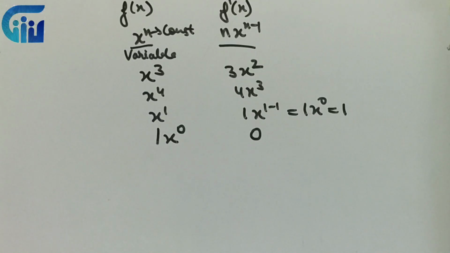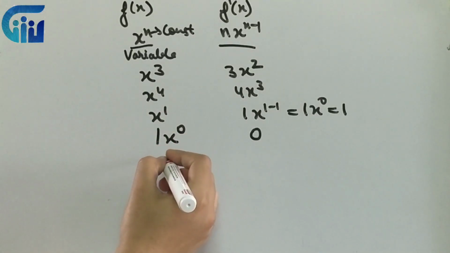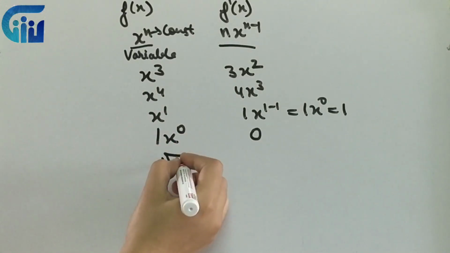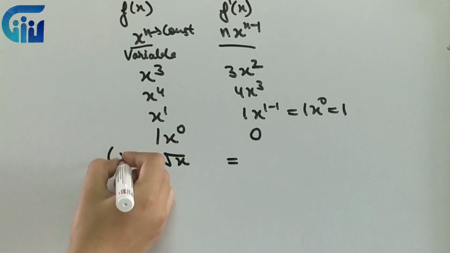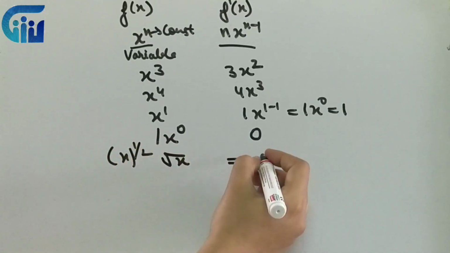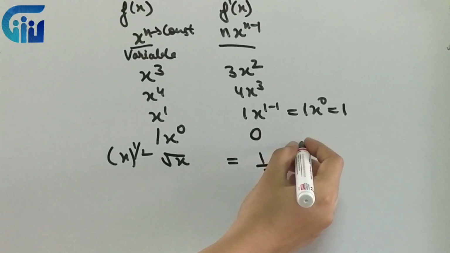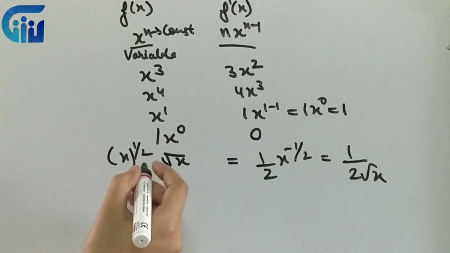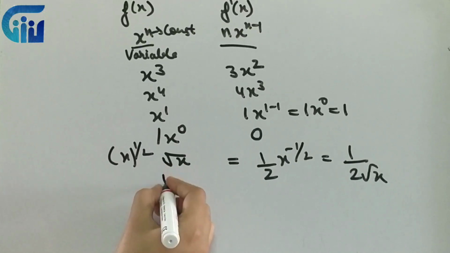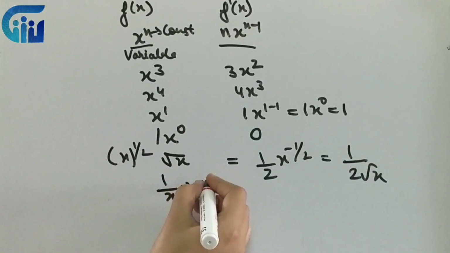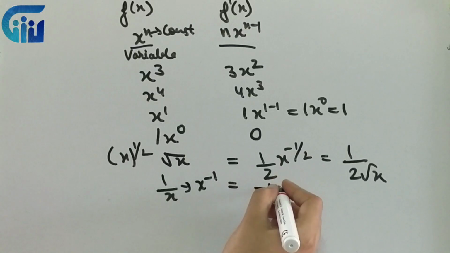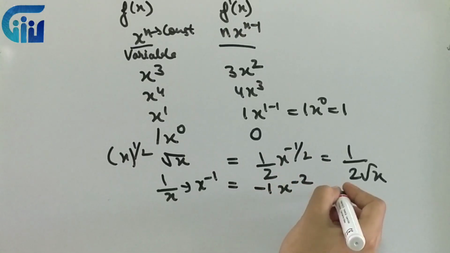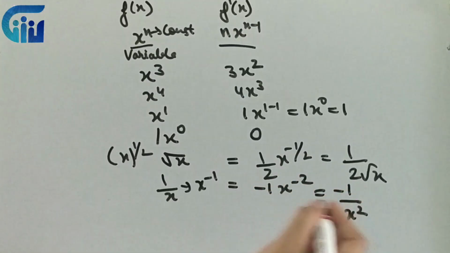The derivative of x is 1. Similarly, if it is root x, root x means x to the power half. So it will be 1 by 2 x to the power minus half. So we can learn it as 1 upon 2 root x. Similarly, if it is 1 upon x, we write 1 upon x as x to the power minus 1. So minus 1 x to the power minus 2. So we can learn it as minus 1 upon x square.